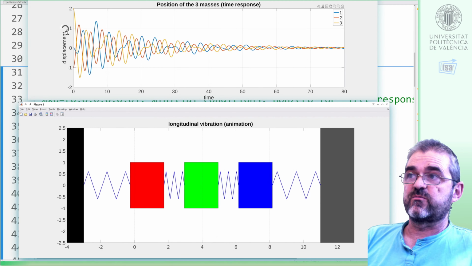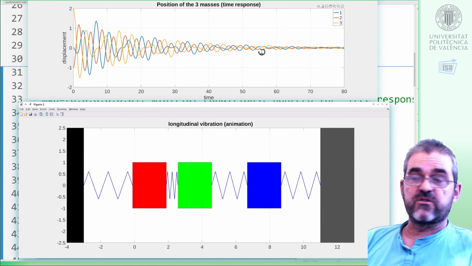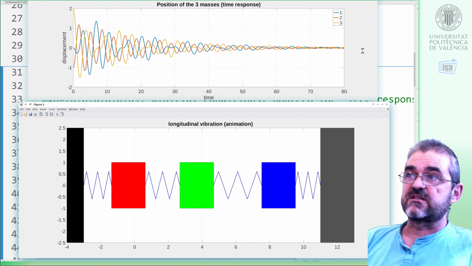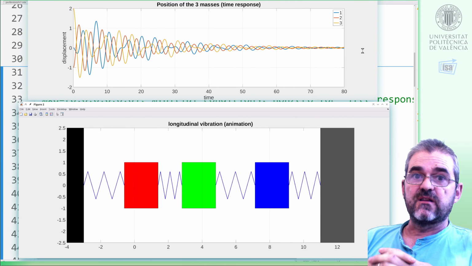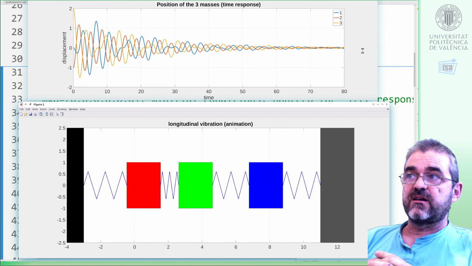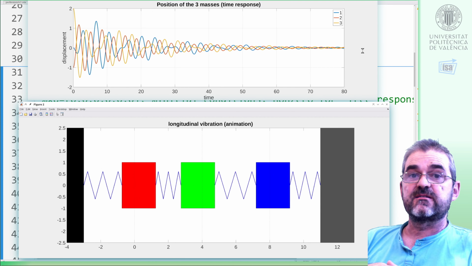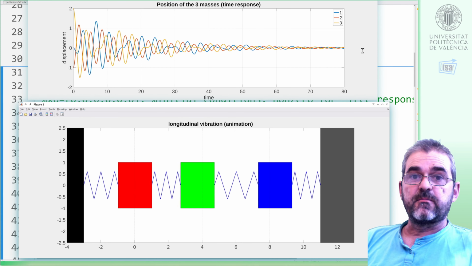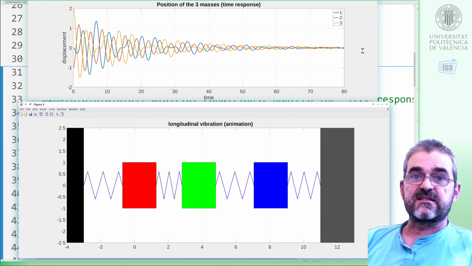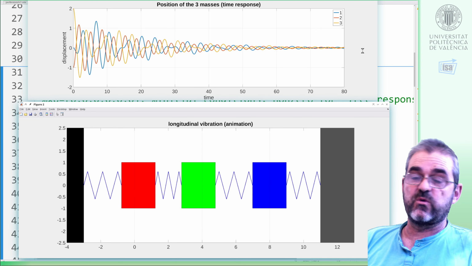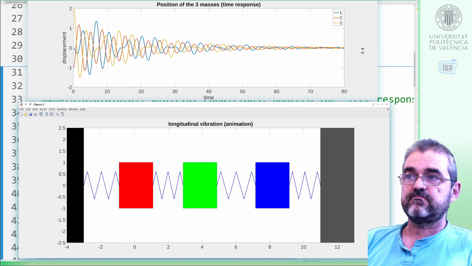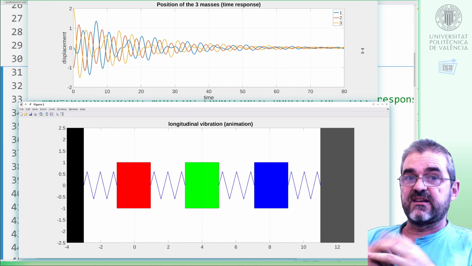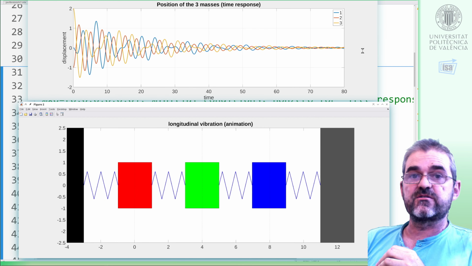Here the upper plot is the time response, the 3 positions as a function of time, and as the system is stable, it loses energy, and at the end, the incremental displacement ends up being 0, which of course means that the actual masses end up stopping at their equilibrium positions. So this is the animation of the longitudinal vibration free response.